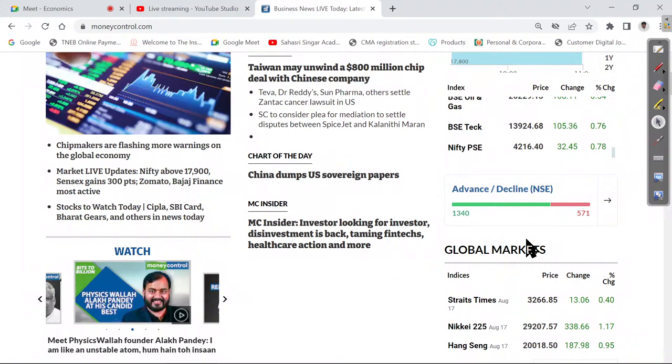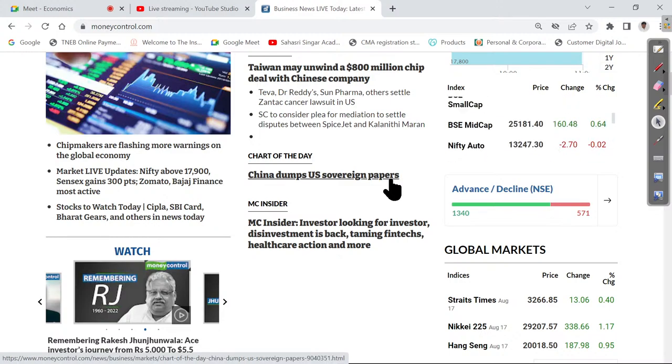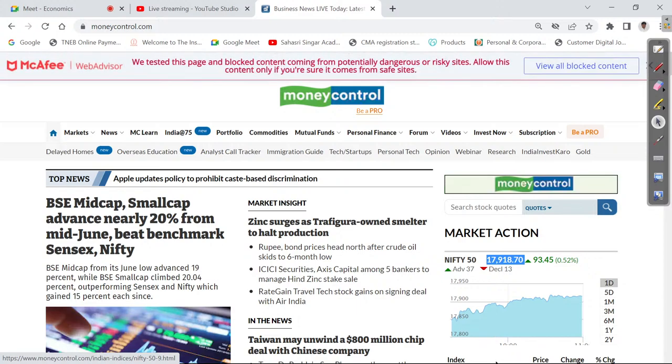And what about this, sir? Nifty. That's another index. What is the current point? It's almost closer to 18,000 points. Originally, it was only 1,000 points. When? In 1995. In 1995, the 50 companies' market value was equated to 1,000. Now, the same 50 companies' value is 18,000. 18 times growth over 27 years. So, this is called an index.